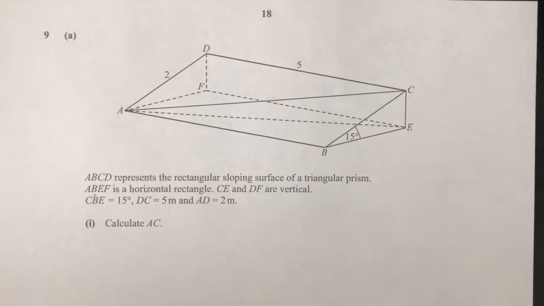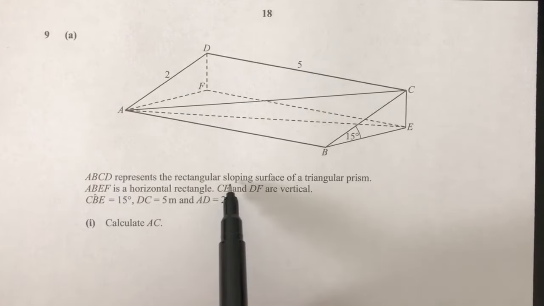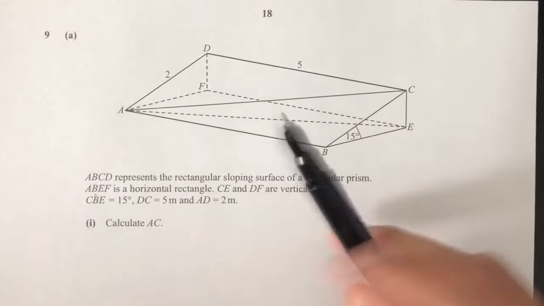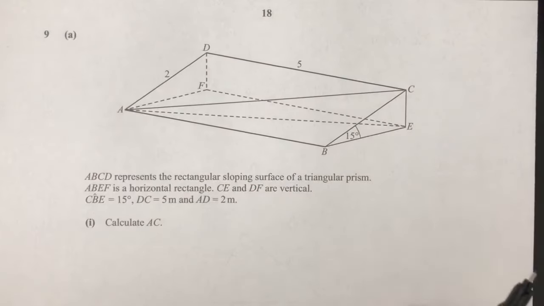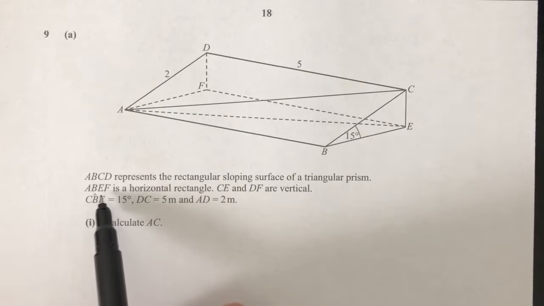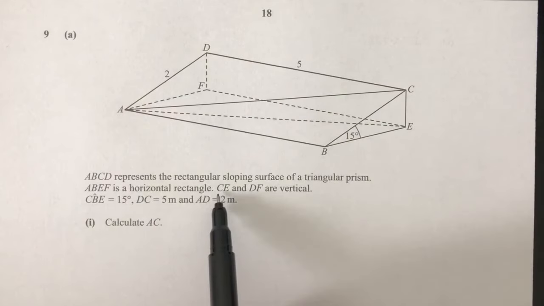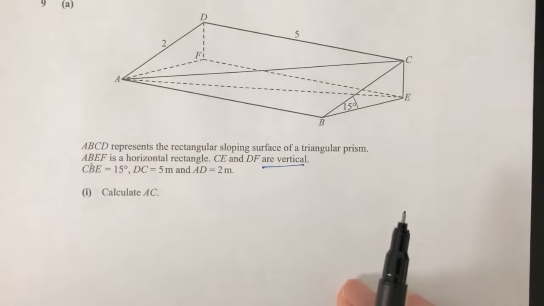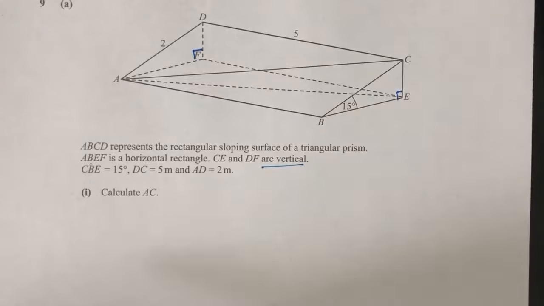Question number 9, part A. So we have A, B, C, and D represents the rectangular sloping surface of a prism. Now we have A, B, E, F is a horizontal rectangle at the bottom, and we have C and D, F are vertical. So these two are vertical, which means that this is 90 and this is also 90.